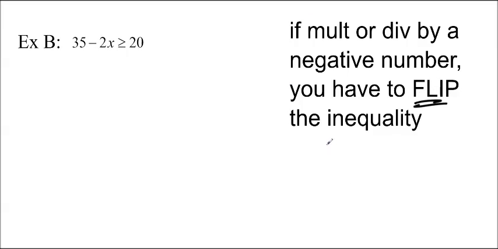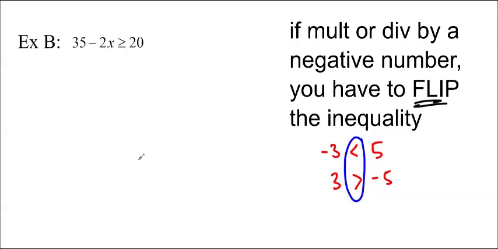For example, let's say I've got negative 3 and I've got 5. You know that negative 3 is less than 5, right? If I decide to multiply both of these by negative 1, I'm going to get 3 and negative 5. So 3 is greater than negative 5, so you have to flip that inequality, okay? So make sure that whenever you're multiplying or dividing by negative 1, you're flipping, okay?